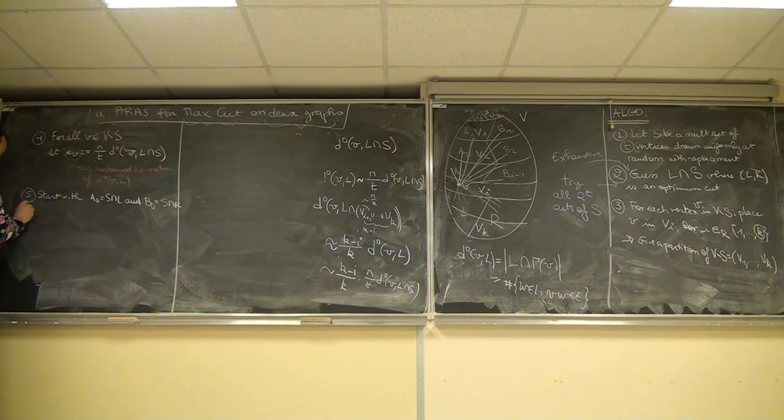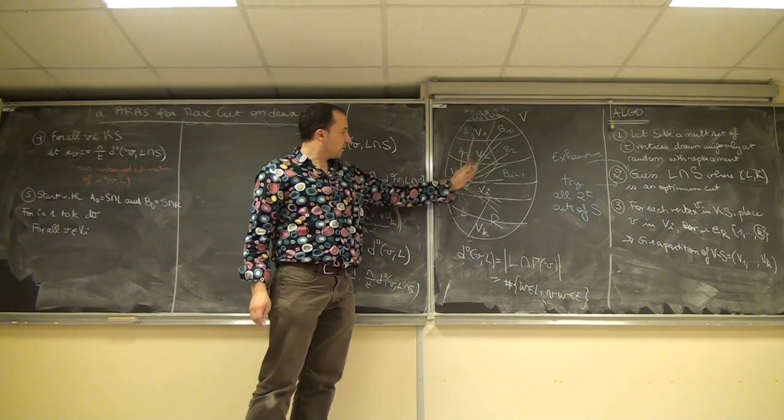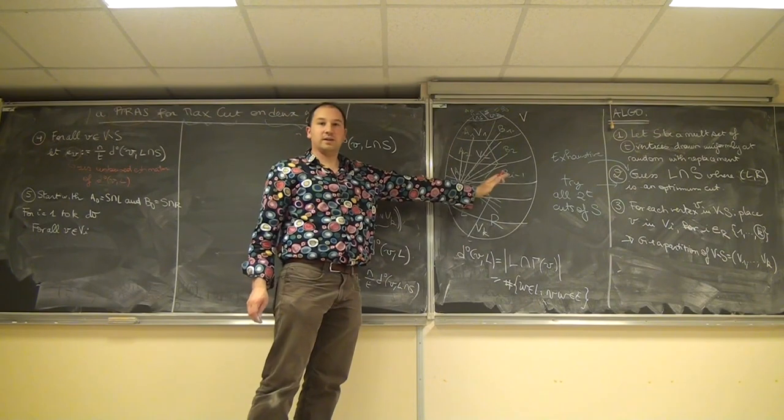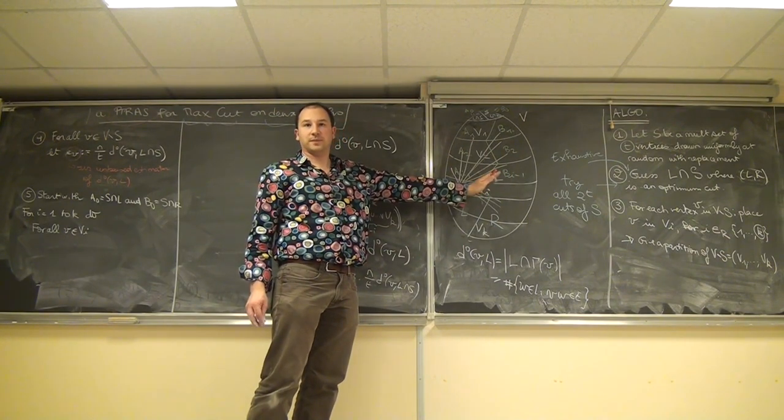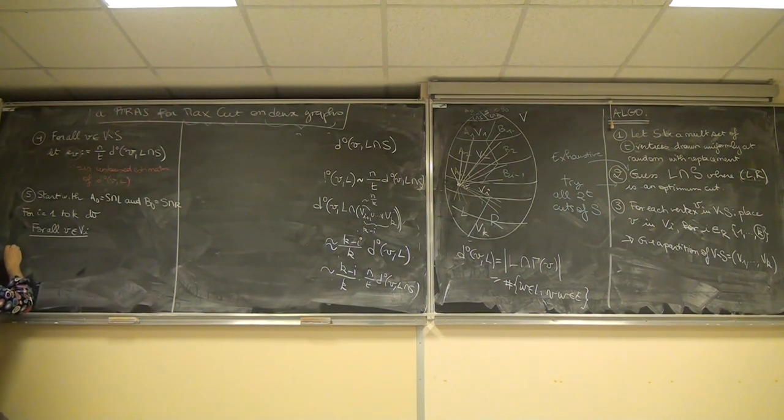Good. Now for i going from 1 to k, do for all v in Vi. Now we will use our estimator of the number of edges that go to the left part of this cut rather than to the right part. Okay? For all v in Vi, let Fv count the number of edges that go to the left part.